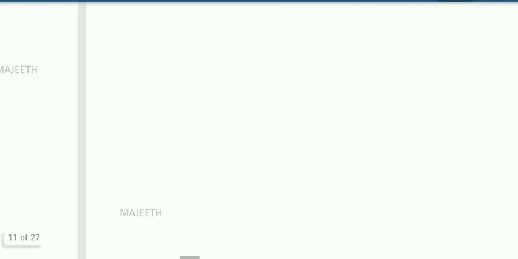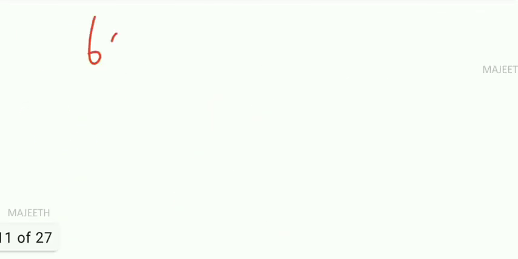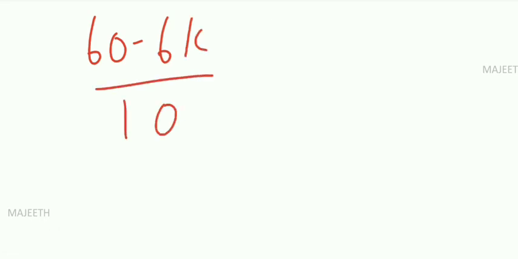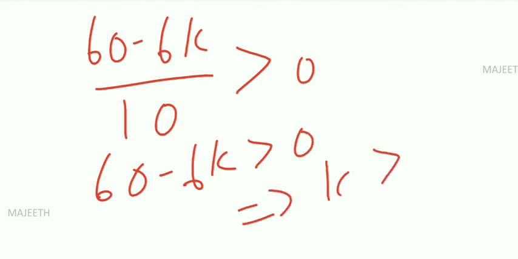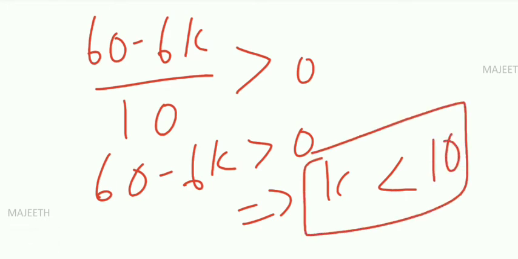So when will it be positive? We have to equate it with greater than 0. 60 minus 6k divided by 10, this factor must be positive. Positive means greater than 0. This implies 60 minus 6k is greater than 0. This implies k must be less than 10, right? So k should be greater than 0, or what is another value of k? Or k must be less than 0.